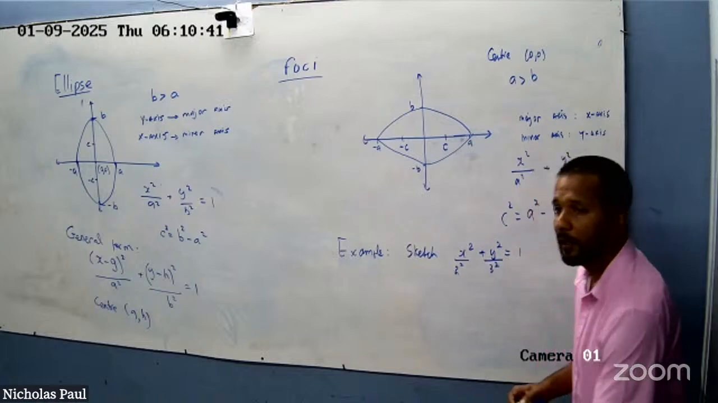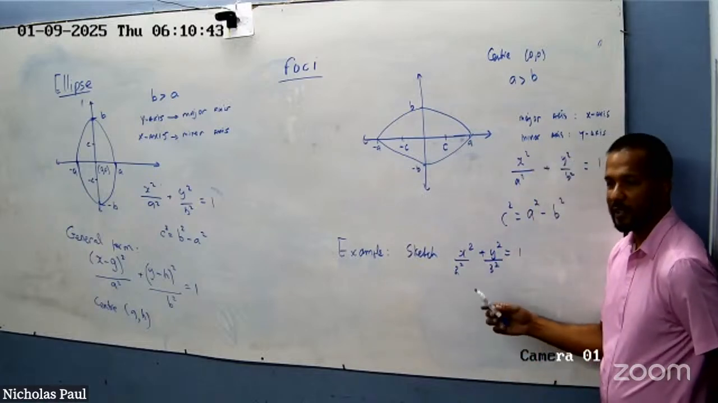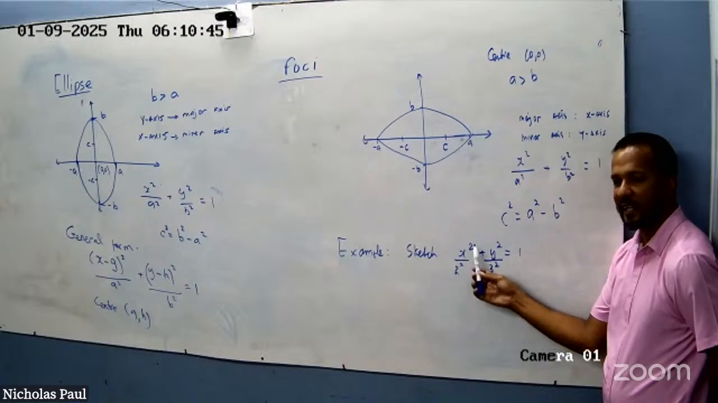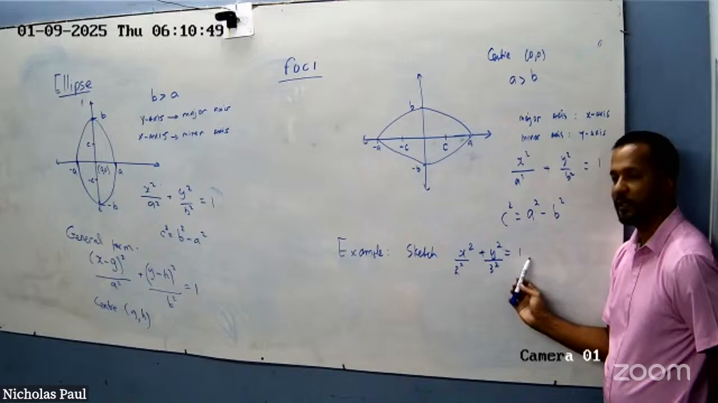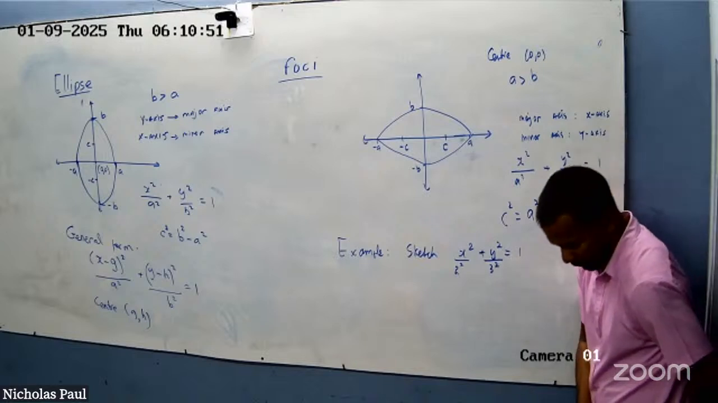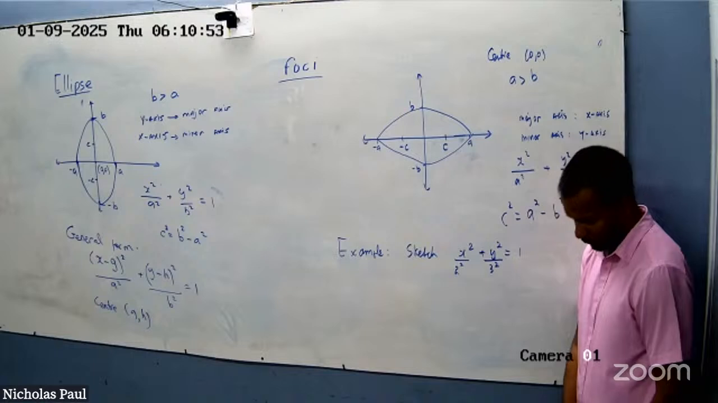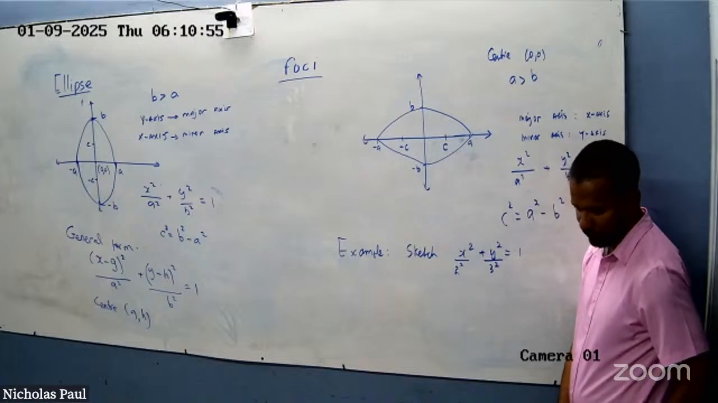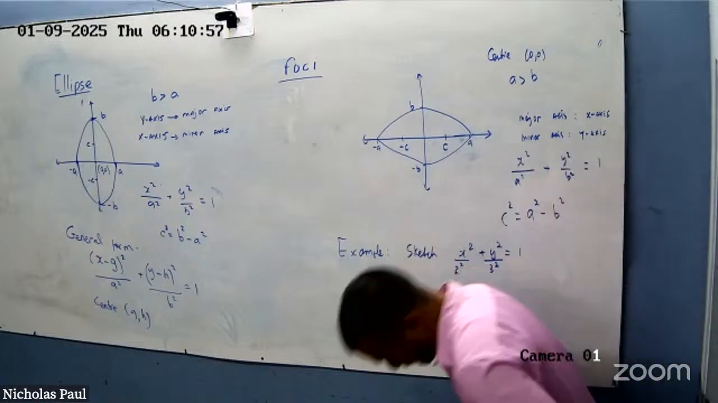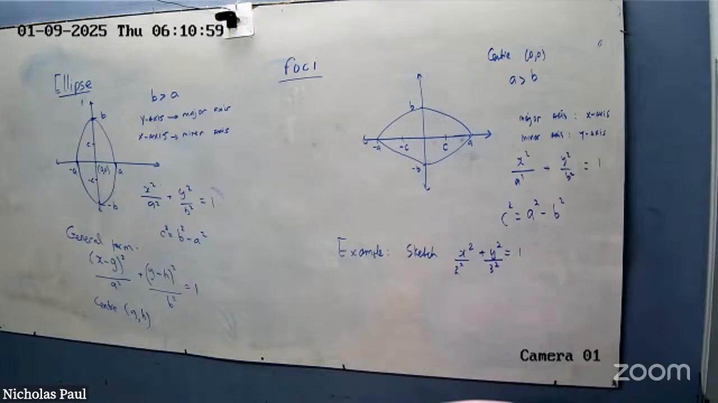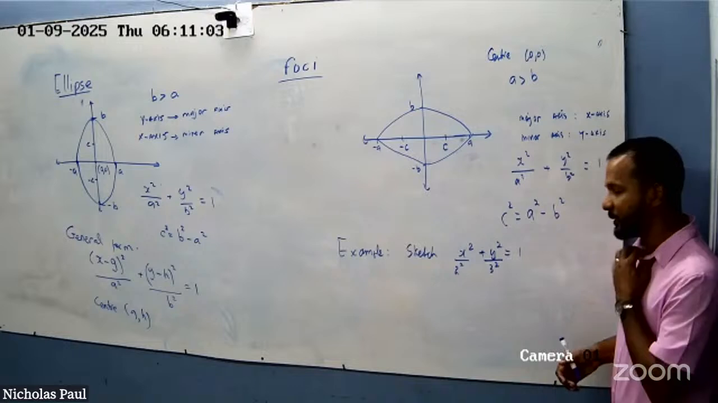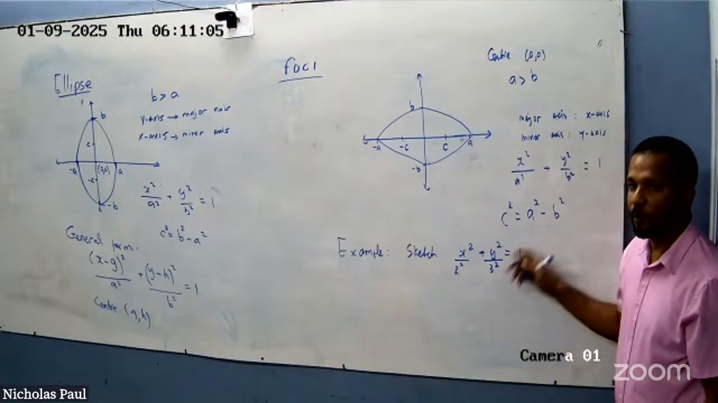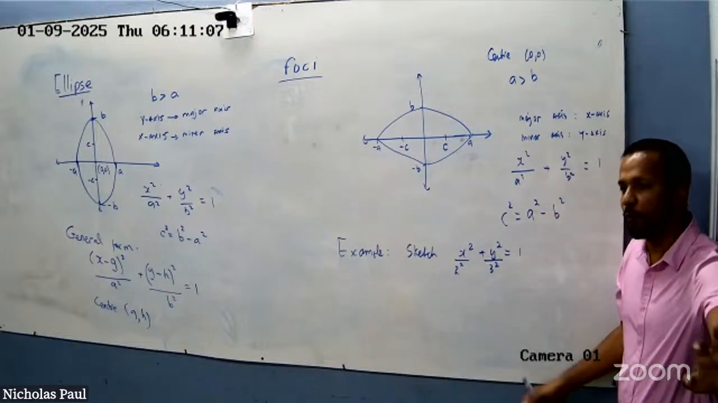All right. Let's see if we can sketch x squared on 2 squared plus y squared on 3 squared is 1. All right. Let's see if we can sketch this. Right? So before we work it out, anybody can tell me what is A?